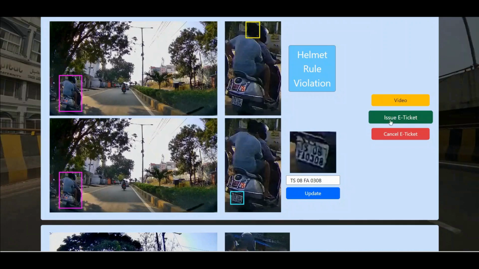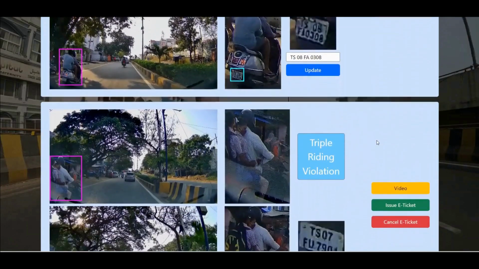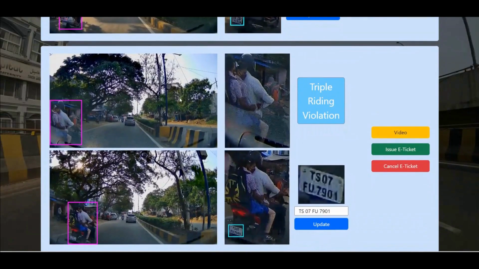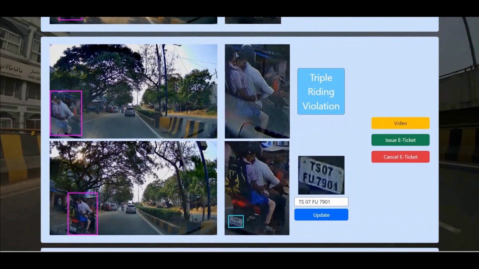Moving to the next report, we can see a triple riding violation that has been captured. Here, we see the full frame, then we see the zoomed-in view of triple riding instance.